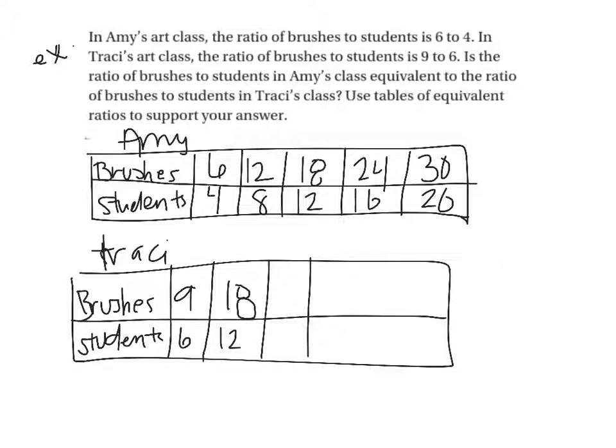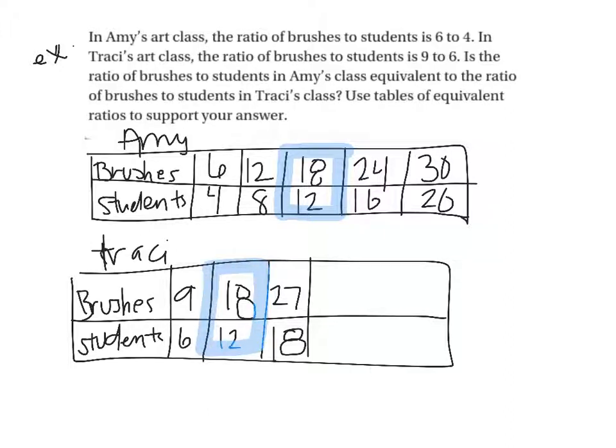And I could keep going. I could triple this 9, and it'd be 27 to 18. But you know what? I'm going to just be done because I see it already, so I don't need to keep going. That's just silly. So, do you see here how 18/12 matches in Tracy's table?